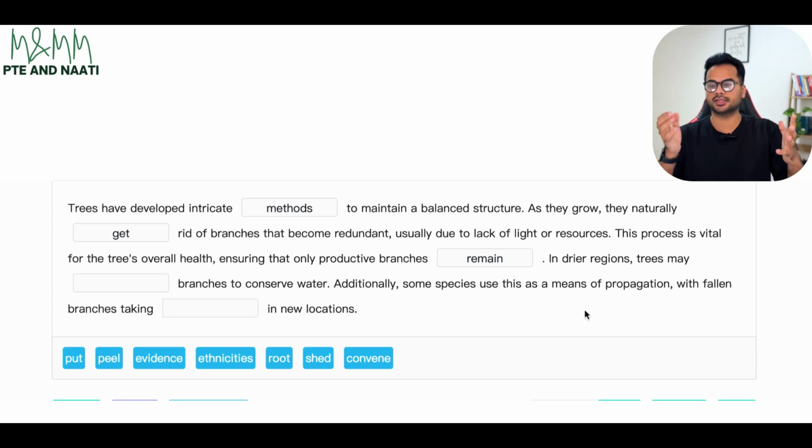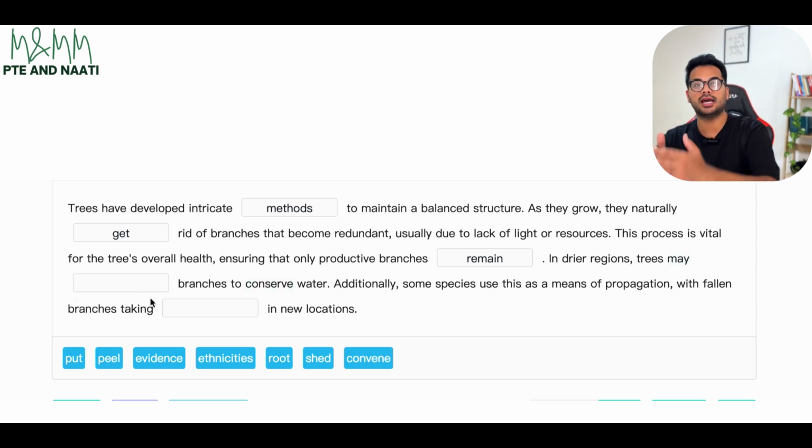So there's no rain or something. So what trees would do is, if it's a dry region, branches are going to take a lot of resources from trees. If there are so many branches on a tree, it is going to consume all the minerals and everything that a tree has. And if a tree in those dry regions wants to conserve water, what it can do is get rid of those branches, right?